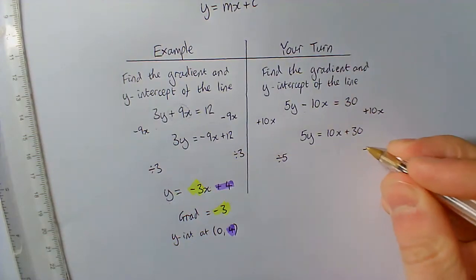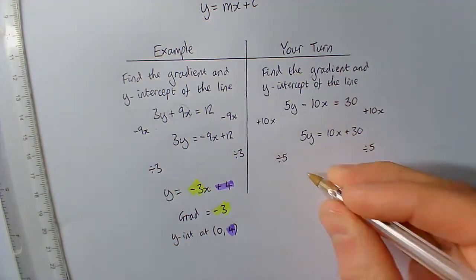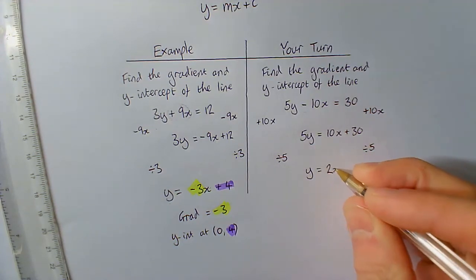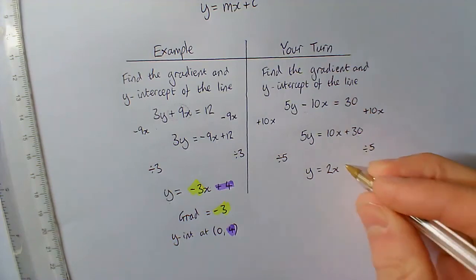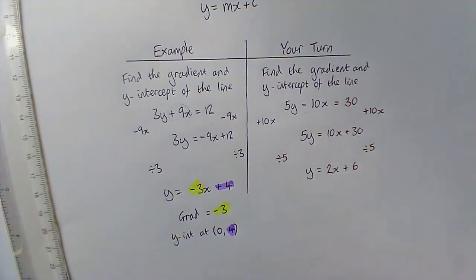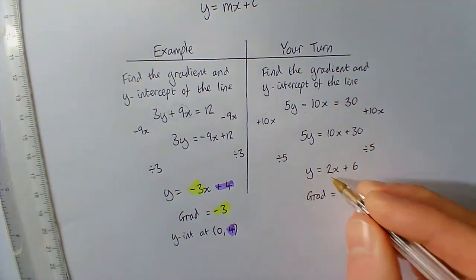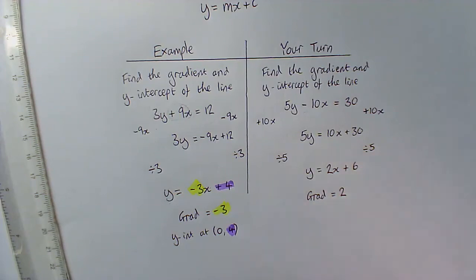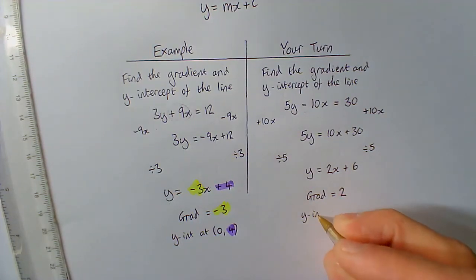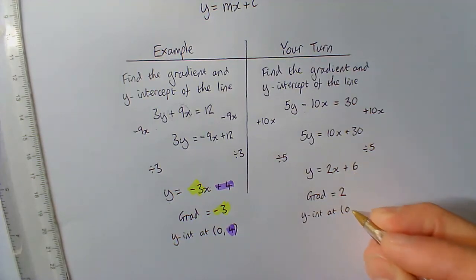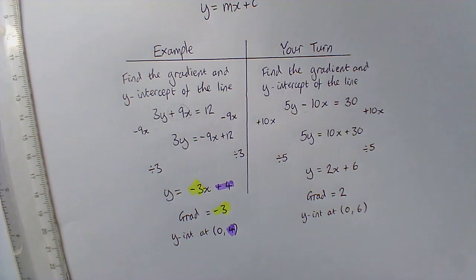We divide both sides by 5. Dividing 5y by 5 leaves us with y. 10x divided by 5 is 2x. 30 divided by 5 is 6. Now we can read off. So our gradient is the thing that comes in front of the x, which is 2. And our y-intercept is the number that's on its own. So it's 0, 6. And we're finished.